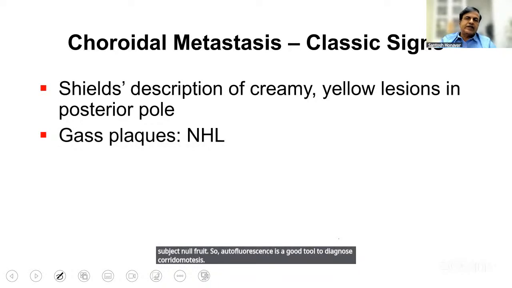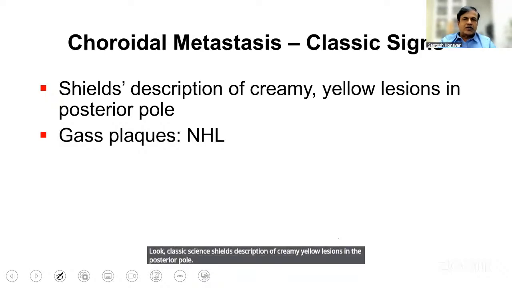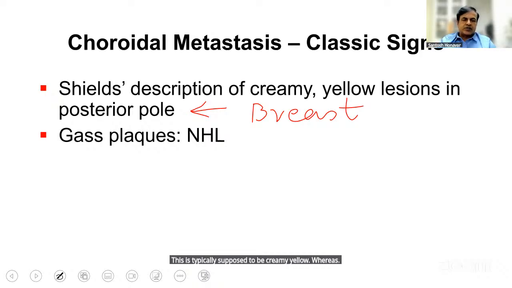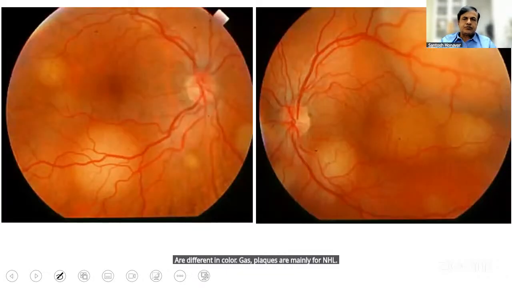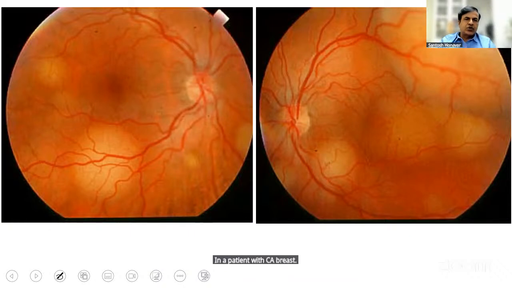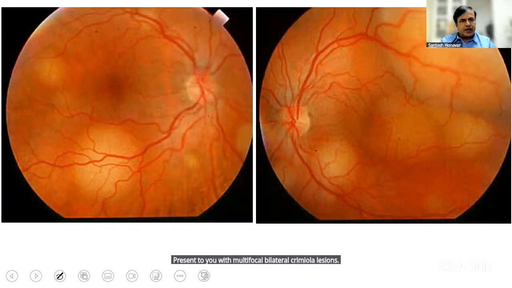Now, the classic Shields description of creamy yellow lesions in the posterior pole, multifocal and bilateral, is mainly for CA breast. This is typically supposed to be creamy yellow, whereas the rest of the metastases are different in color. Gass plaques are mainly for NHL. This is how Shields described creamy yellow multifocal bilateral lesions in a patient with CA breast. This is absolutely typical. There's hardly any differential diagnosis if a patient were to present to you with multifocal bilateral creamy yellow lesions. Very, very typical.